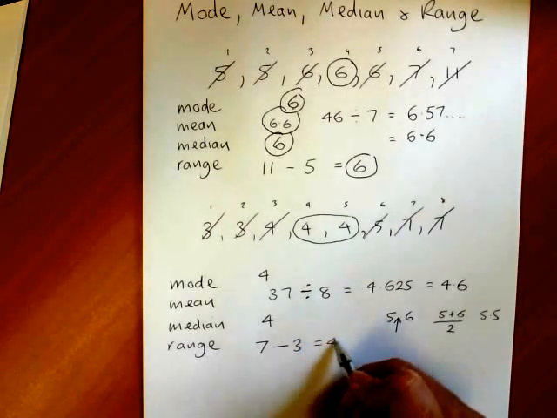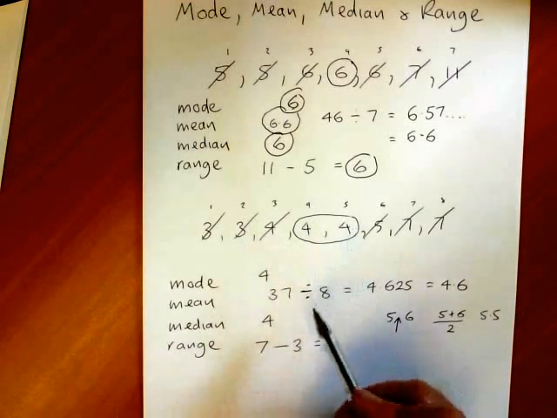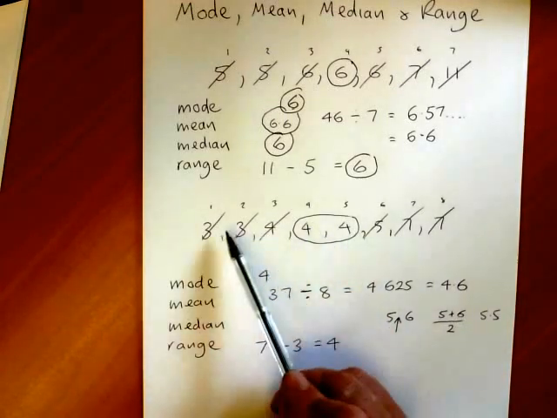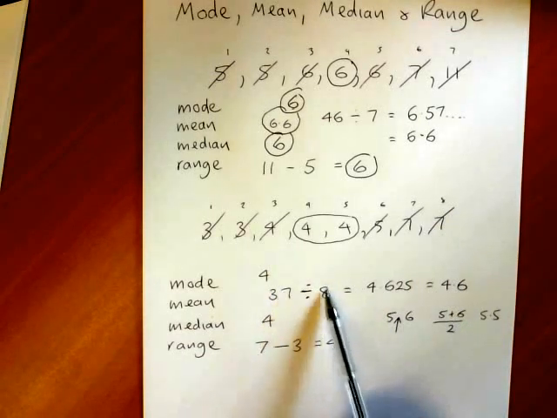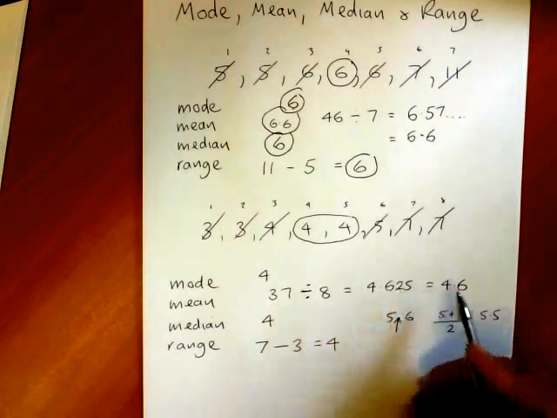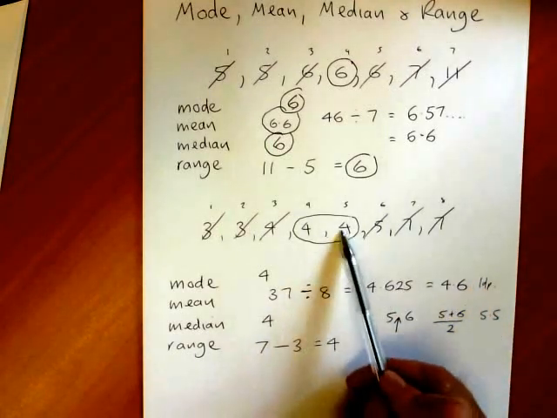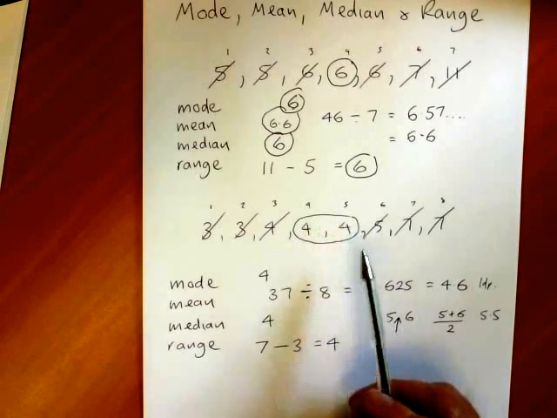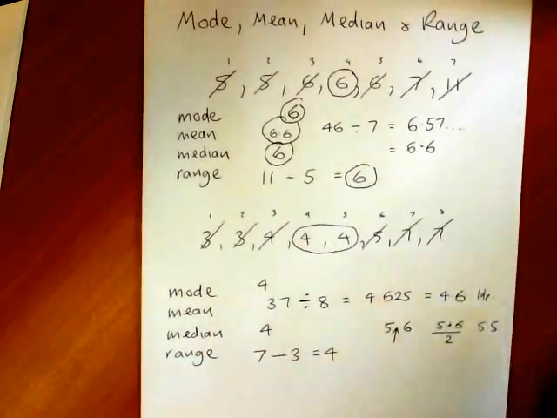So to recap then, the number that came up the most was 4, that's the mode. The mean, we added up all the scores, it came to 37. There were 8 scores, 37 divided by 8, 4.625, rounded down to one decimal place. The median is 4, finding the middle pair, both numbers the same, and the range is the highest score, take the lowest. So that's the mode, mean, median and range of a small data set.